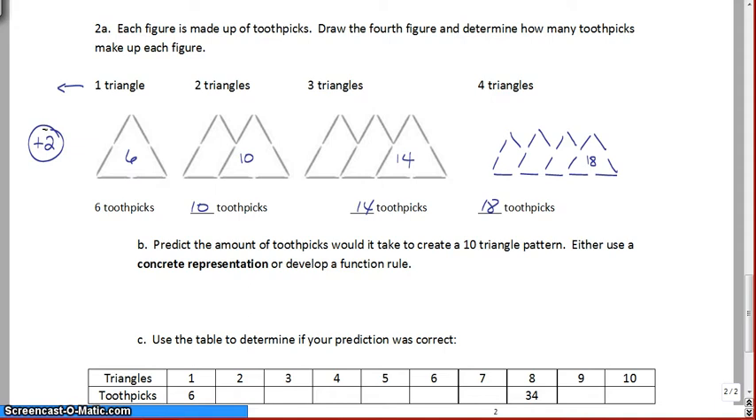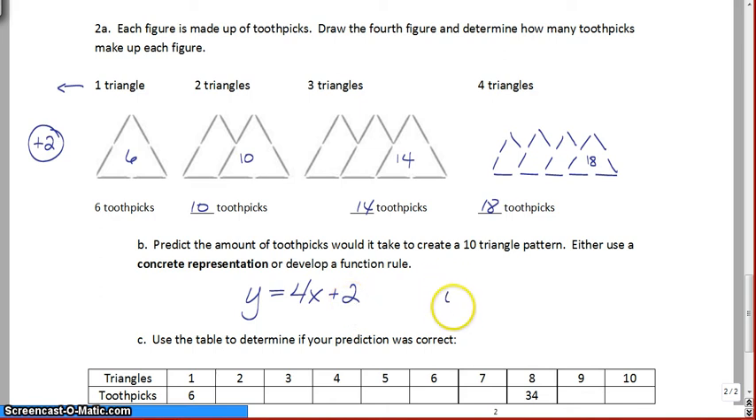So we're going to predict the number for a 10 triangle pattern, and we can do this with concrete models or develop a function rule. Well, the fastest thing is to develop a function rule. What if I asked you to predict how many toothpicks there would be when there are 100 triangles? Have fun trying to count all those. So this is what we're going to do. We have our y is equal to our rate of change. It increases by 4 per triangle. And then we have our initial 2.